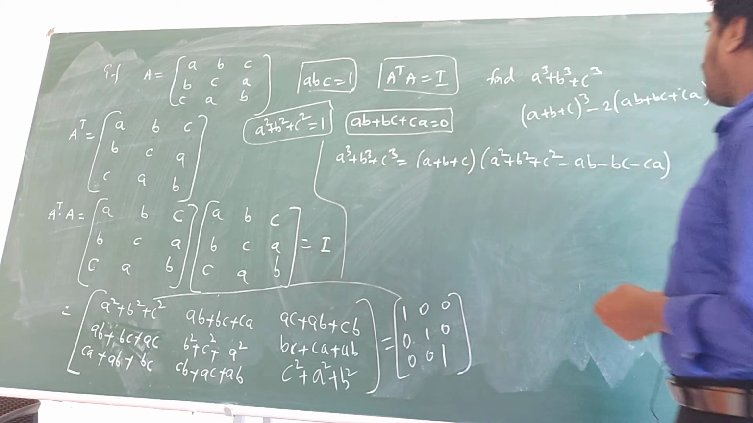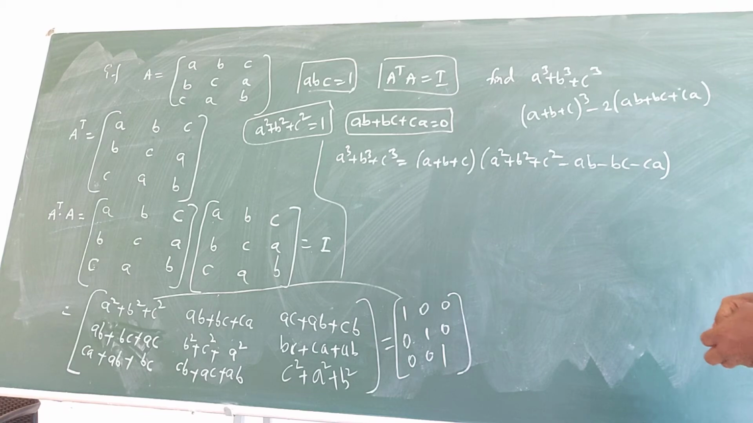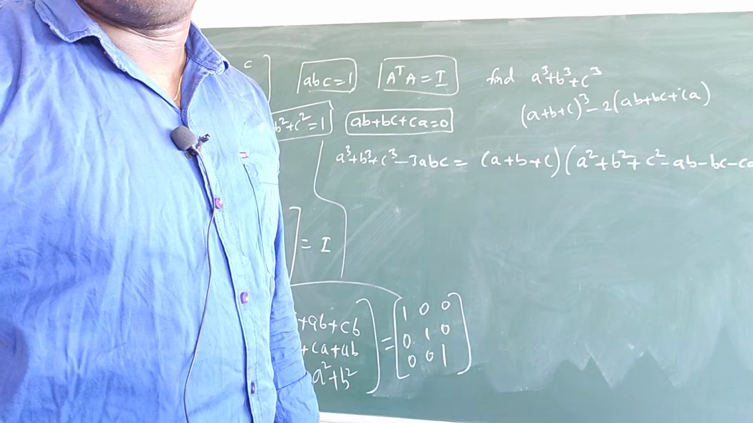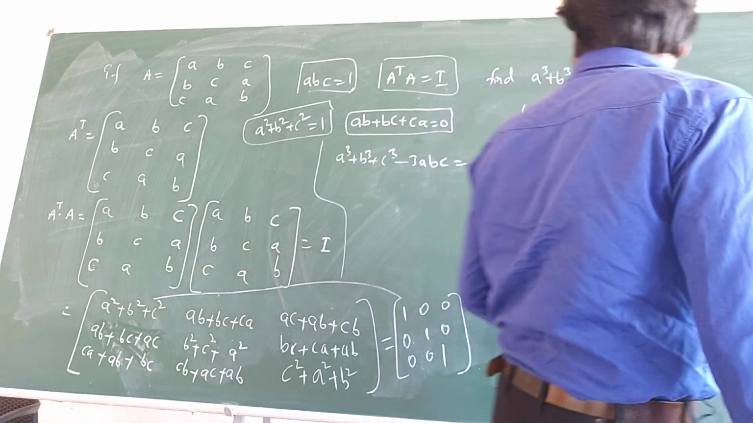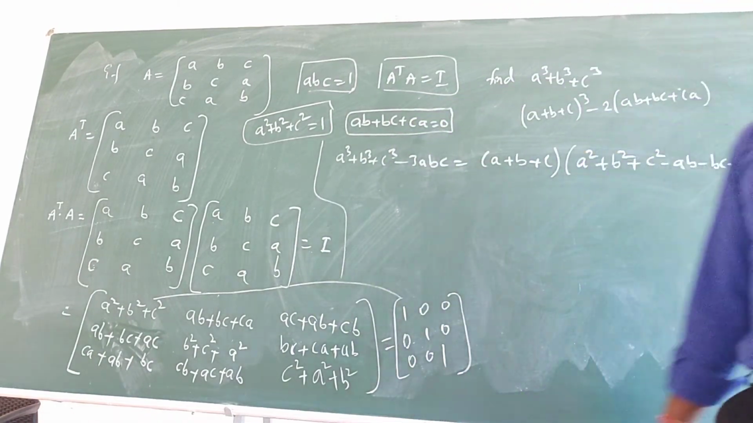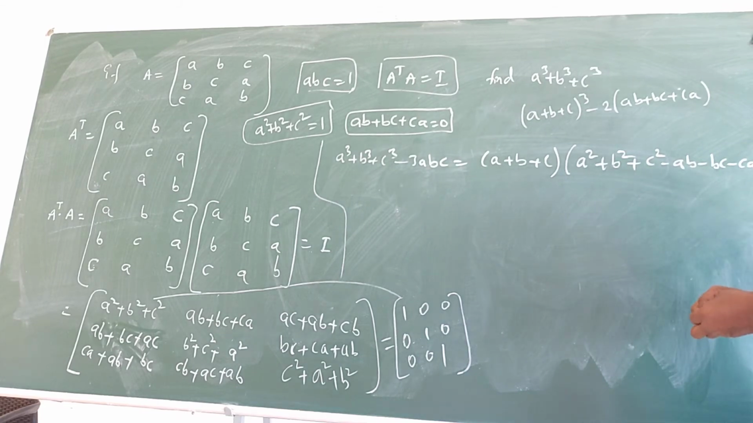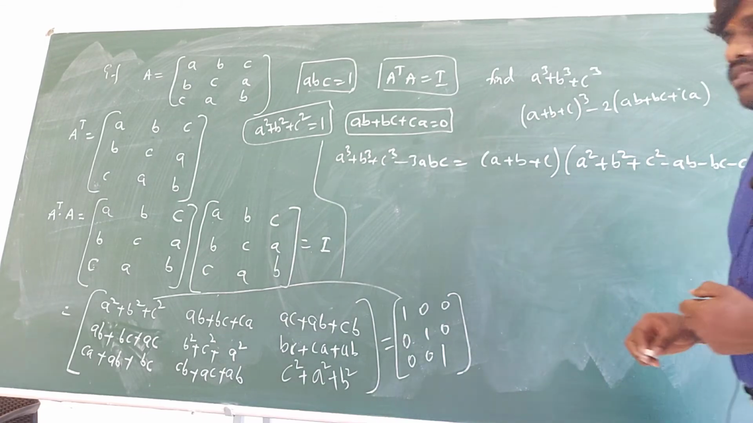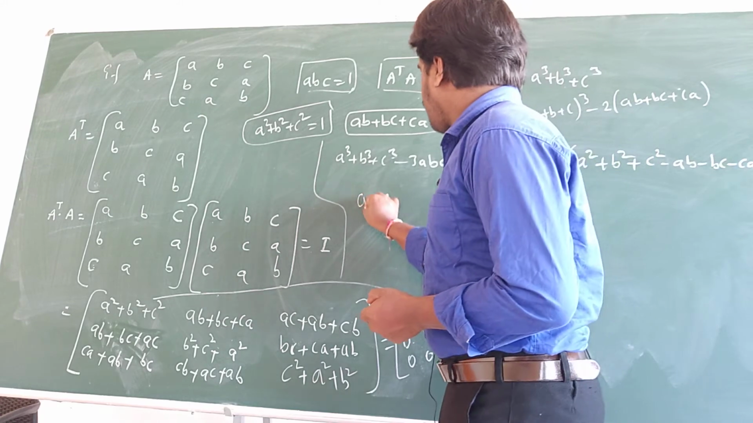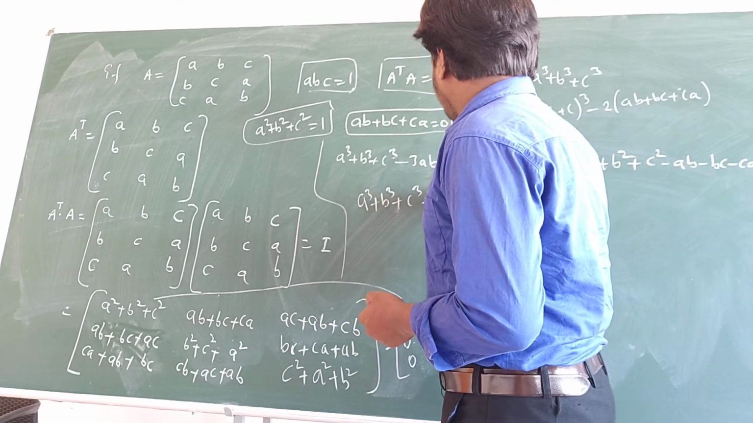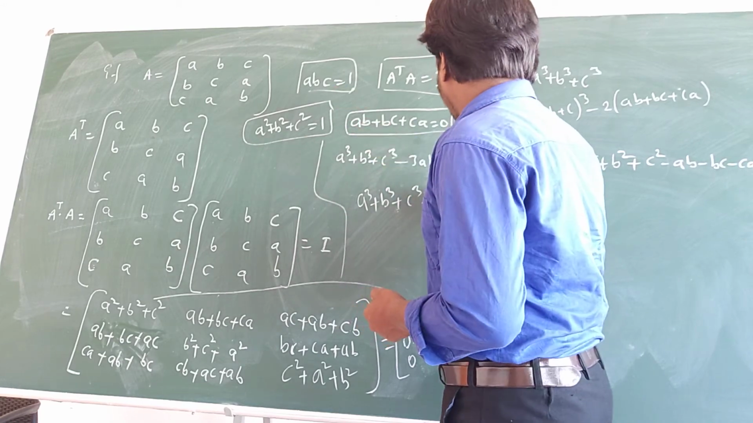I am not wrong. See here: A³ + B³ + C³ − 3ABC = (A + B + C)(A² + B² + C² − AB − BC − CA). This is the formula. So A³ + B³ + C³ − 3ABC, and they've given ABC as 1.